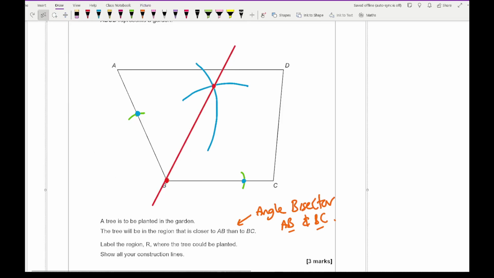And we want the tree to be closer to AB than BC, so it can be anywhere on this side here. And you want to label that as R.